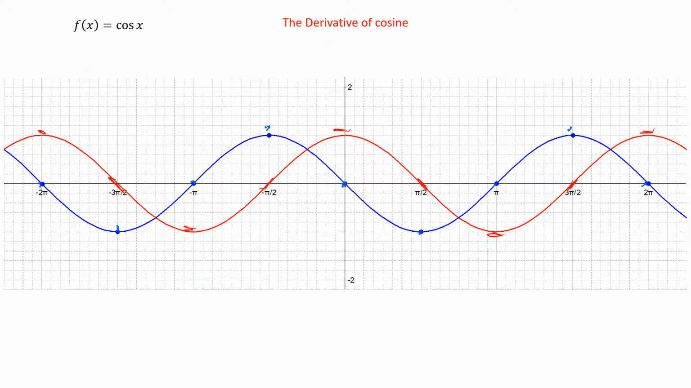Hey, and that's a sine graph, almost. If we remember, the sine graph looks more like that. This one, the derivative of cosine, is actually negative sine. So the derivative of sine is cosine. The derivative of cosine is negative sine. So they almost go back and forth with each other.